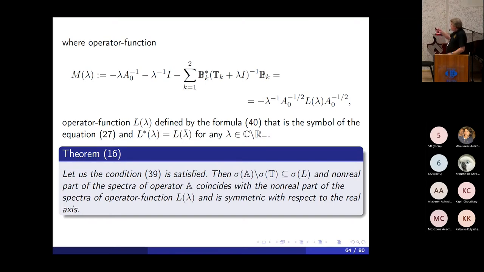So M of lambda has the following representation. It is connected with the symbol of our operator in such a way. And this operator L0 to the power minus 1/2 is a good enough operator, a compact operator, you see. And the corollary of our result is that if condition 39 is satisfied, then the non-real spectra of operator A and of the operator function are symmetric with respect to the real axis and coincide with each other. And we speak about the operator function L and its localization of spectra. So if we speak of the non-real spectra of operator A, it's similar.